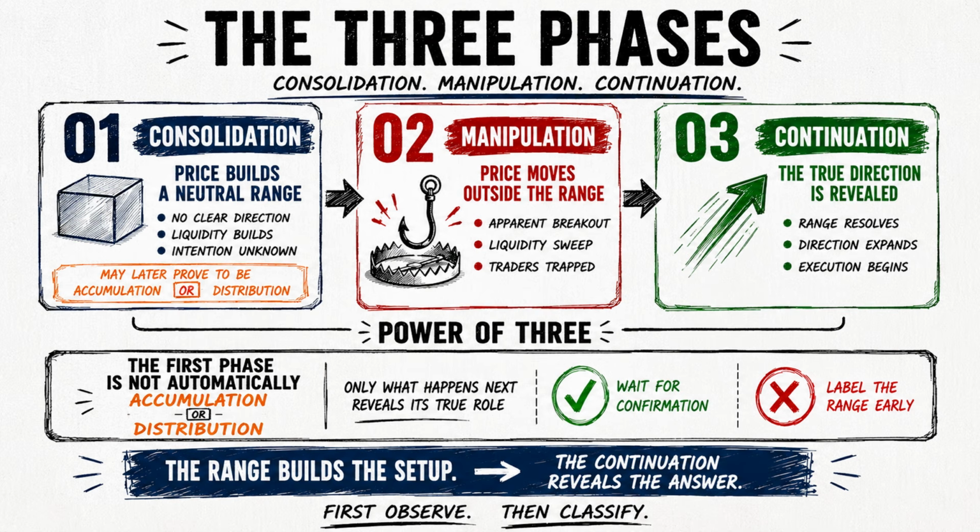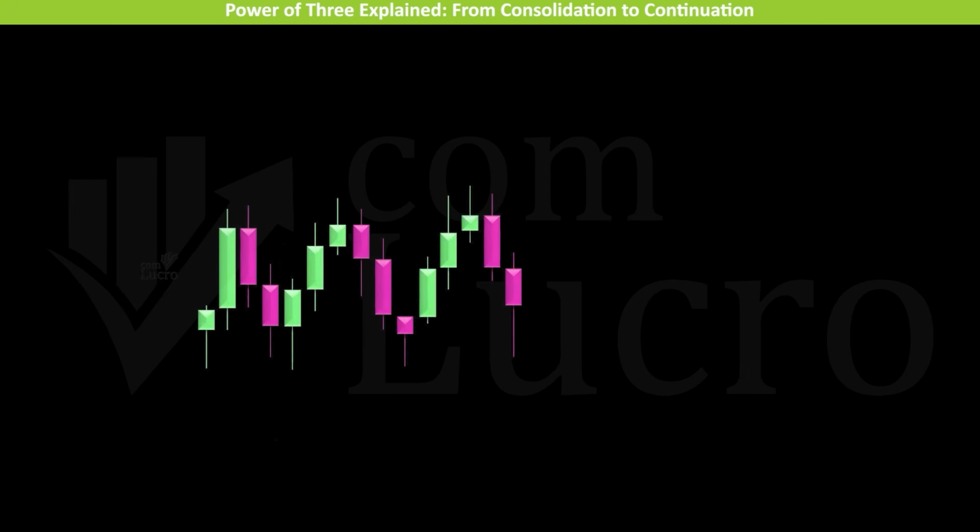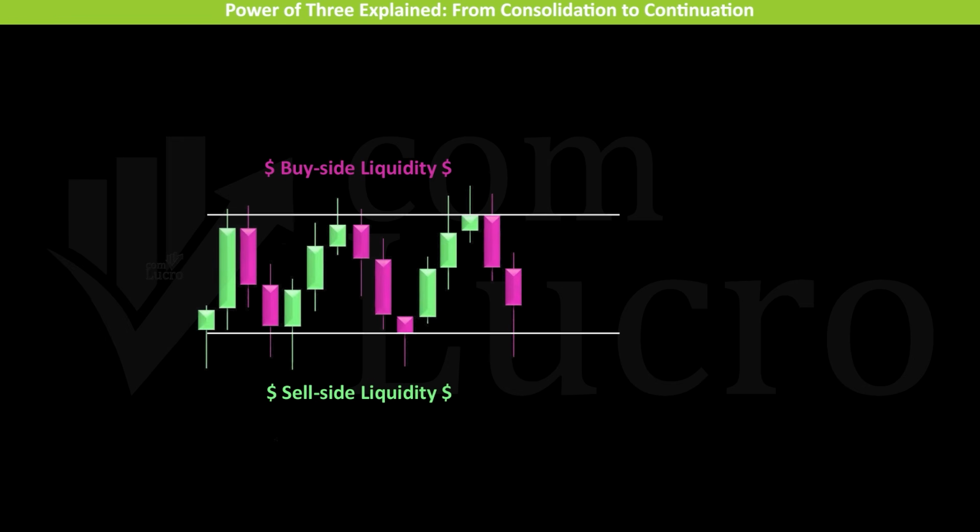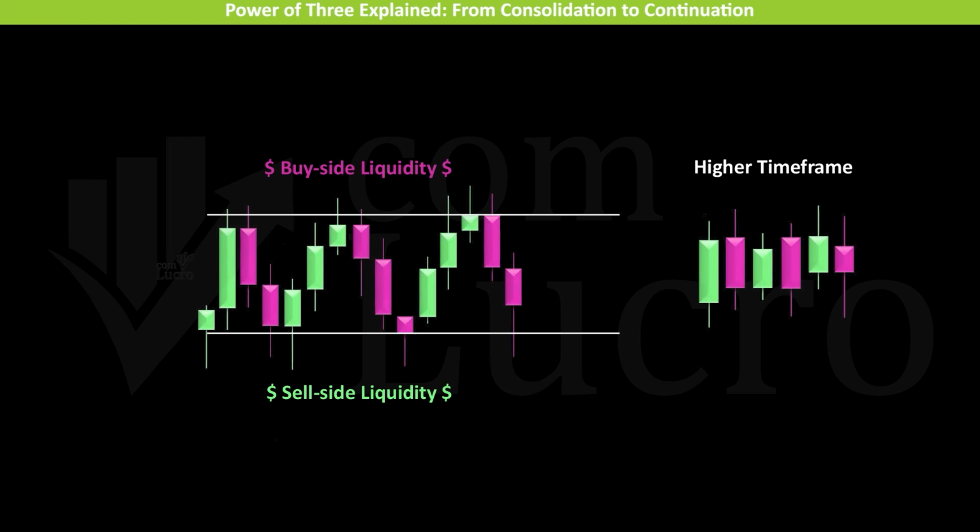The power of three is a trading pattern that breaks down price action on the chart into three major phases: consolidation, manipulation, and continuation. The first phase is a consolidation, which can later prove to be either accumulation or distribution, depending on what happens next. During this phase, price lacks a clear directional trend and often forms equal highs and equal lows, building liquidity and stop losses above and below the range, depending on the time frame. This consolidation can appear in different structures, and on higher time frames, it usually forms a well-defined range.